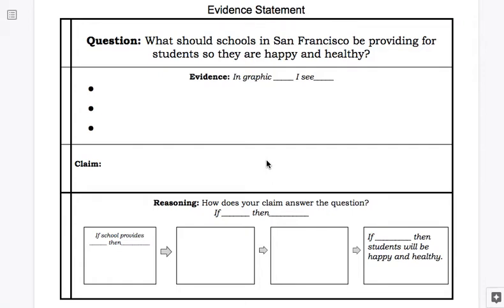Happy Wednesday and welcome to your science lesson for today. So today we are going to take the thinking that we did in our graphic organizers on Monday and we are going to start turning that into scientific writing.